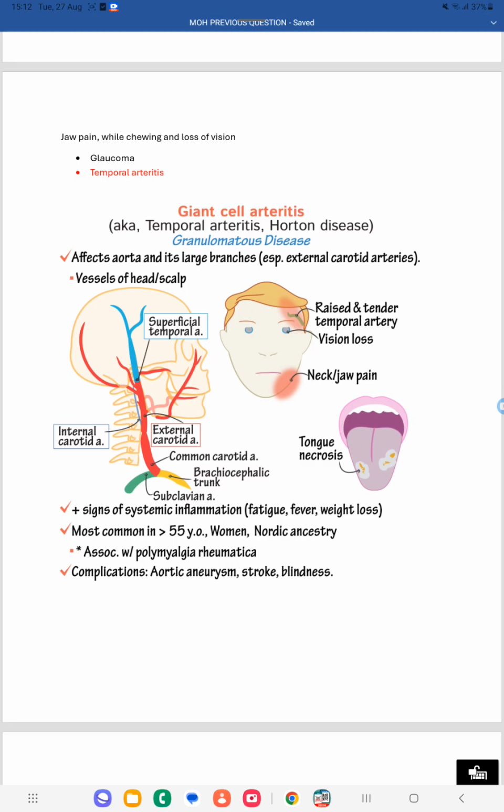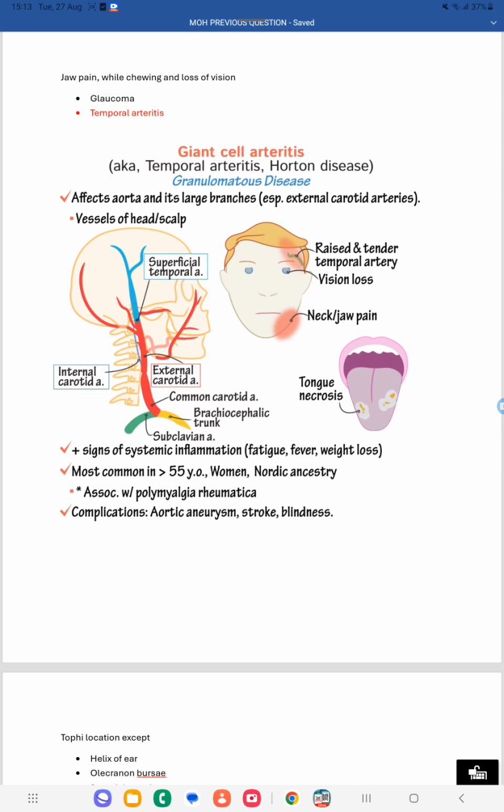Because of the inflammation in the temporal artery, you will get fatigue, fever, jaw pain while chewing, tenderness in the scalp area, and a continuous headache on one side or both sides. If it affects the optic nerve, you will get double vision and loss of vision. This condition is usually associated with polymyalgia rheumatica, and the complications are aortic aneurysm, stroke and blindness.